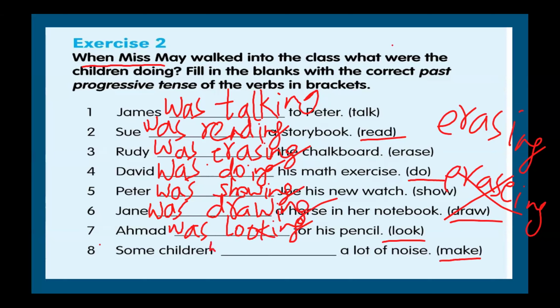Next, some children were making a lot of noise. Were, because children is plural. So with plural, you will use the helping verb or auxiliary verb were. W-E-R-E, were. Were making. Now tell me, is it correct?